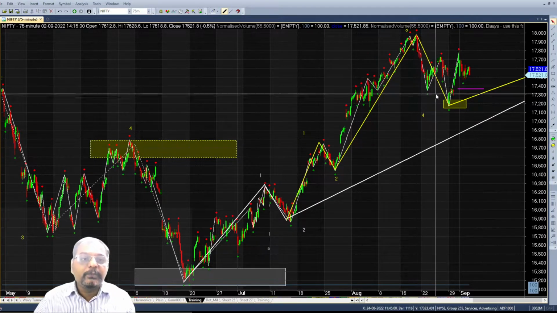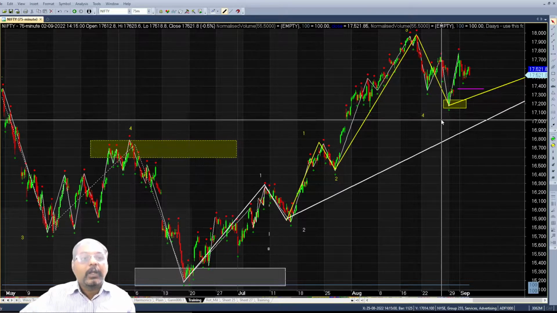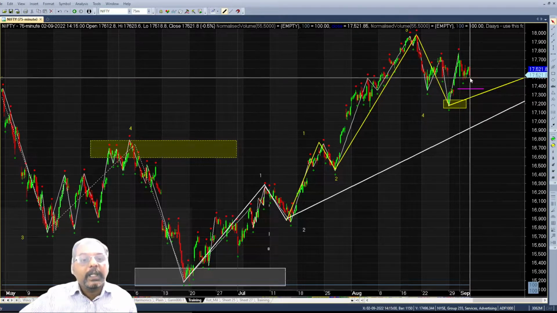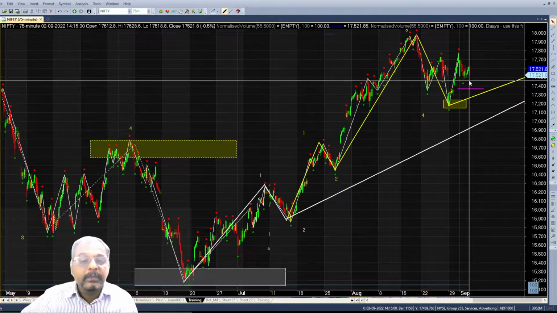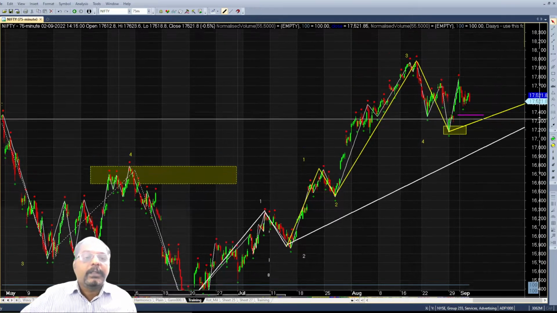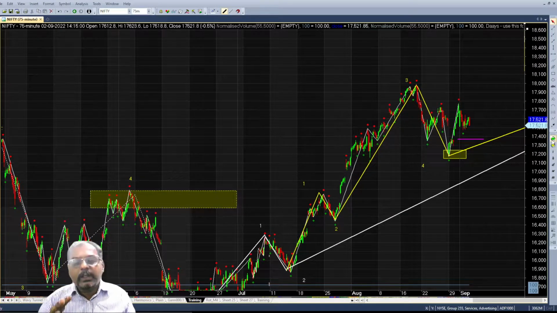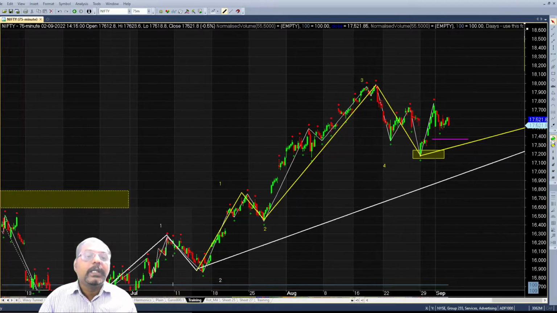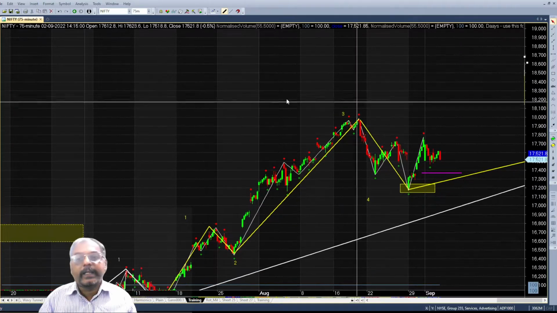So 1, 2, 3, 4, and then the fifth wave, and on that fifth wave we have got a 1 and a 2 most likely. Now, why most likely is because when you have got the past, it's much easier for you to talk about what it looks like and how to put the counts. But when you are actually in the trade, it becomes difficult, and that is exactly the pain. And if you are able to get through this, nothing like it.